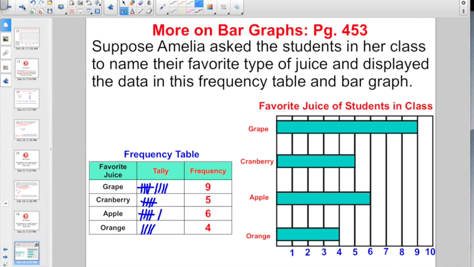All right, welcome back. A little bit more about bar graphs here. If you're following along in your book, we should now be on page 453. It says, suppose Amelia asked the students in her class to name their favorite types of juice, and she displayed the data in this frequency table and bar graph. She made the frequency table, gave it the title of the data they're sorting, tally, frequency. Only now she's displaying her data horizontally, right? Looks a little bit different.